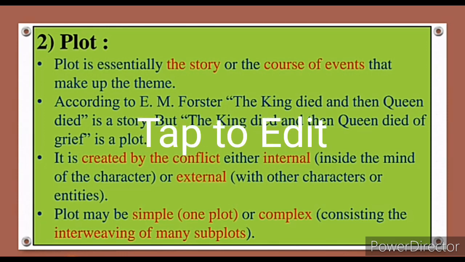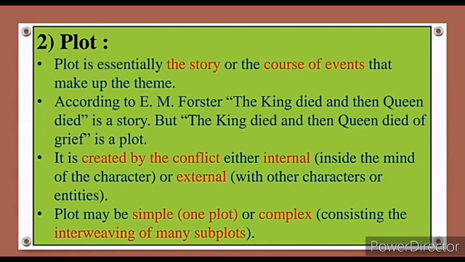Is that clear? It is created by the conflict, either internal, inside the mind of the character, or external, with the other characters or entities. Please pay attention. In the brainstorming also this question has been asked to fill up. So what is that? It is created by the conflict. Conflict means sangharsh. It means having a problem with something. We all have problems with something. Somebody finds physics very difficult, somebody finds chemistry very difficult, somebody finds bookkeeping and accountancy very difficult, somebody finds OC very difficult. So you can see we all have conflicts in our life. As students you have conflicts, and in the same way as human beings you also have problems.